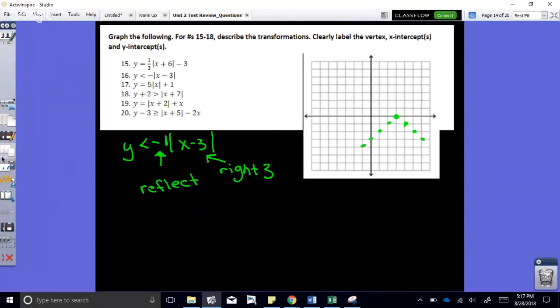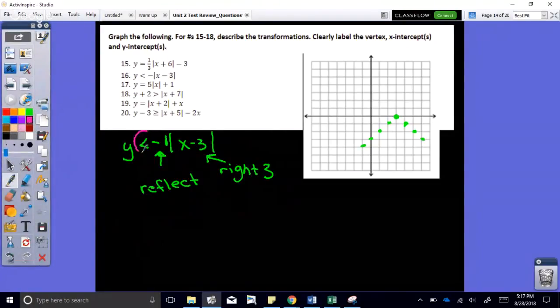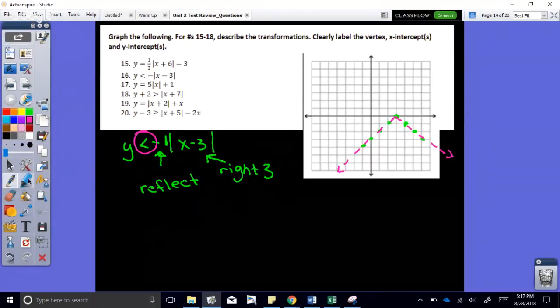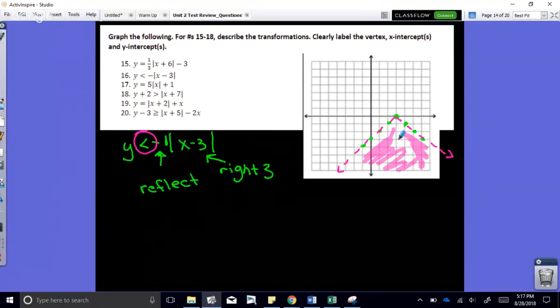Since this time we have an inequality, we've got to decide dashed or solid, and since it's not equal to, I'm going to put a dashed line. We also have to talk about shading. Less than tells me we're going to shade below, so the final phase is I'm going to take this and shade the inequality below the absolute value.